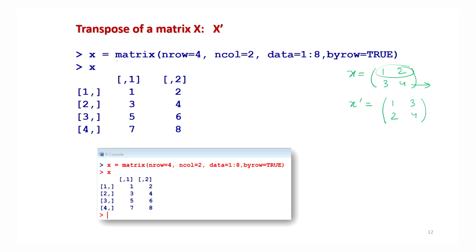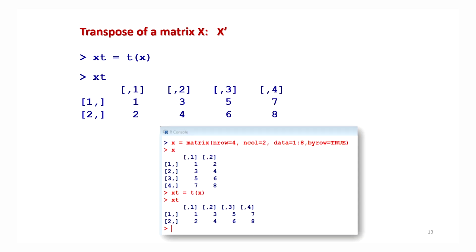Suppose I define the same matrix X, which is a 4 by 2 matrix, and the data is 1 to 8, right. This is another way of writing the elements 1, 2, 3, 4 up to 8, and byrow is equal to TRUE. So you get this matrix, 1, 2, 3, 4, 5, 6, 7, 8, in which the data is arranged row wise. Now we want to find the transpose of this matrix. The R command to find the transpose of a matrix is t. Inside the parenthesis, you have to write the matrix. So I write t, inside the parenthesis X, and then you can see the outcome.